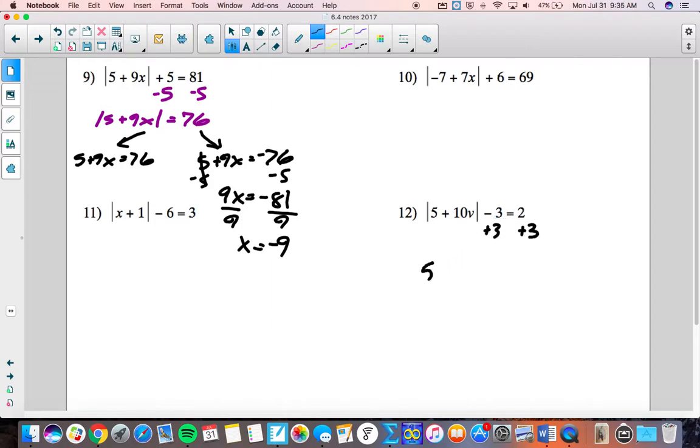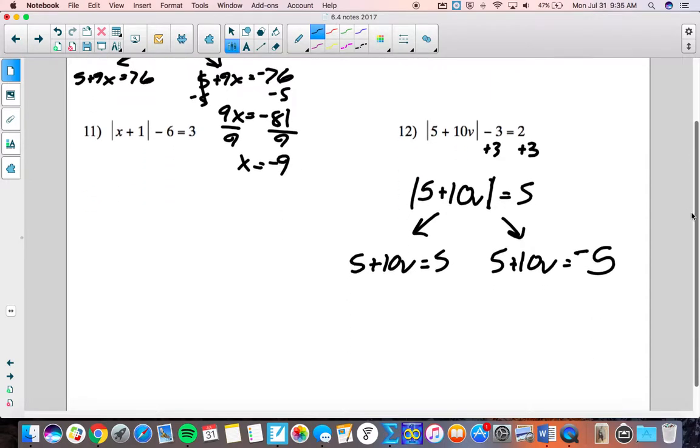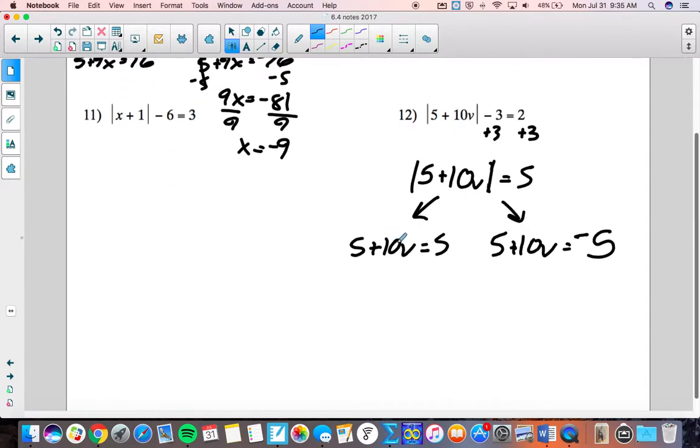So in this case, I'm adding 3 to each side. Now that we have our absolute value sign isolated, nothing is outside it on that side of the equal sign. Now we can do our split. So what's our split going to say? 5 plus 10v equals 5. And the other one would say 5 plus 10v equals -5.